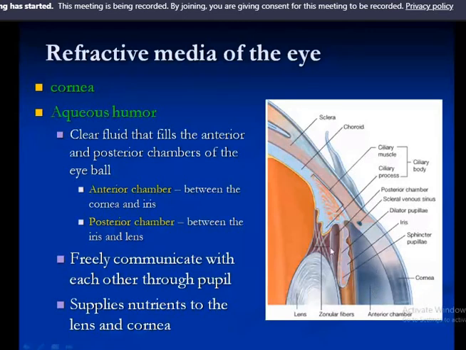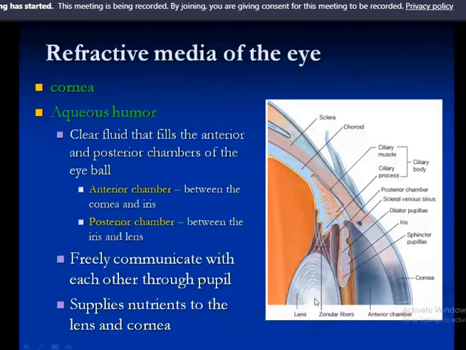Now this anterior chamber and the posterior chamber communicate with each other through the pupil. So over here, the central aperture of the iris is known as the pupil. Through the pupil, the anterior chamber will communicate with the posterior chamber. Now what is the main function of the aqueous humor? It provides nutrition to the lens and the cornea.